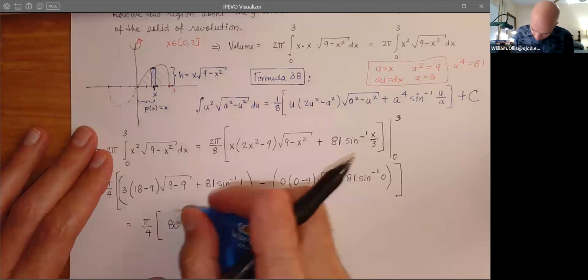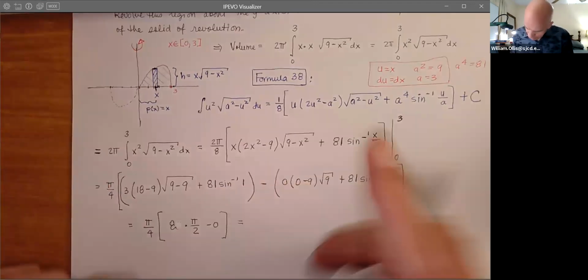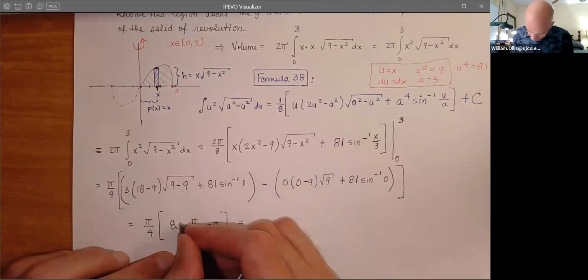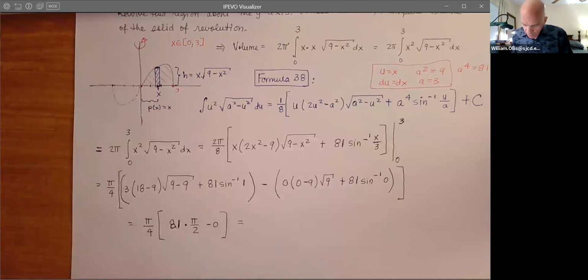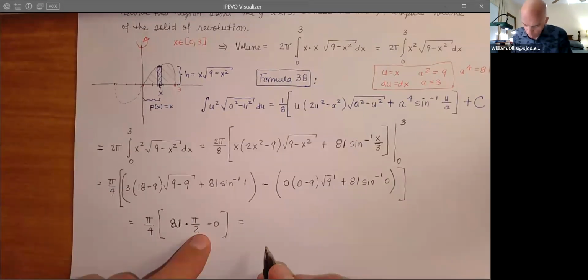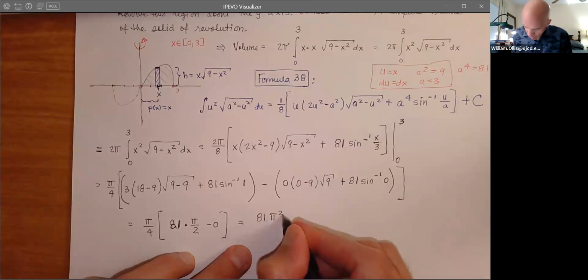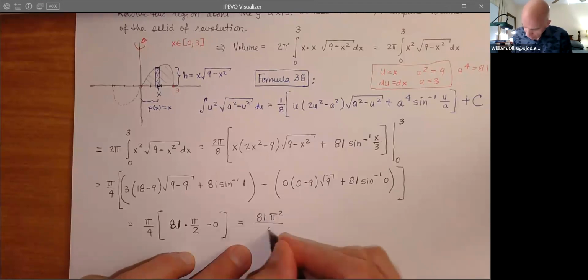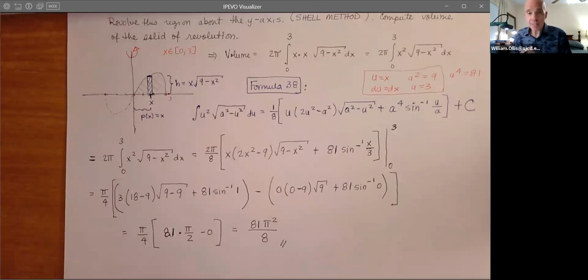81. So now what's that going to do? We're going to have an 81. We're going to have 2 copies of pi and a 2 times 4. So that'll give us what? 81 pi squared over 8. Now that's odd looking, but not surprising.